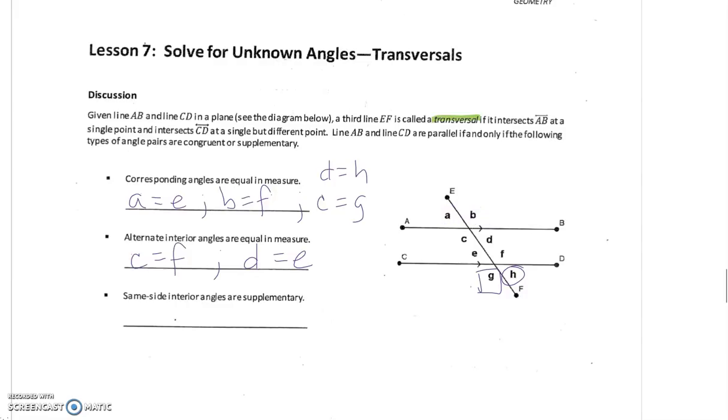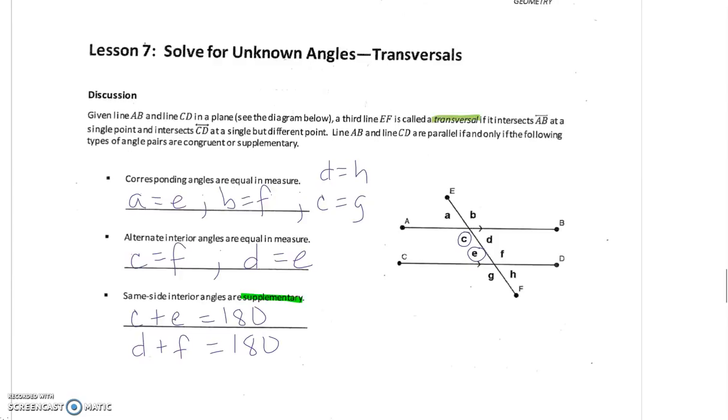Now let's talk same side angles, meaning that they have to be on the same side of the transversal. These are same side interior, so I'm looking for angles on the same side of the transversal that are in between the parallel lines, like C and E. But these angles are not congruent. These angles are supplementary. So you could say that C plus E equals 180. And then on the other side, you've got D plus F equals 180.